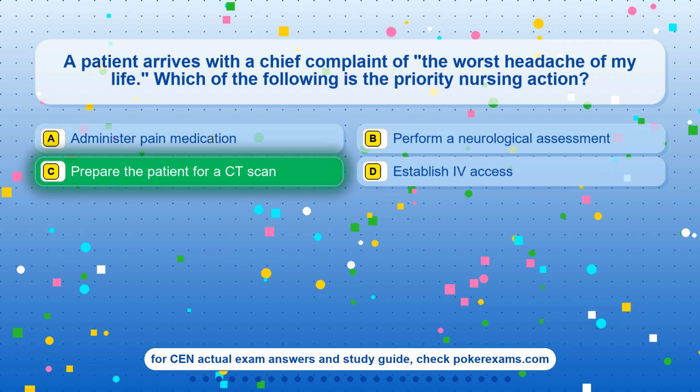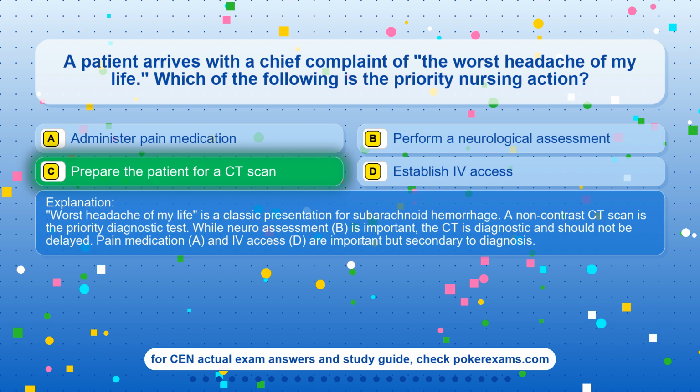The correct answer is option C. Prepare the patient for a CT scan. Worst headache of my life is a classic presentation for subarachnoid hemorrhage. A non-contrast CT scan is the priority diagnostic test. While the neuroassessment, B, is important, the CT is diagnostic and should not be delayed. Pain medication, A, and IV access, D, are important but secondary to diagnosis.